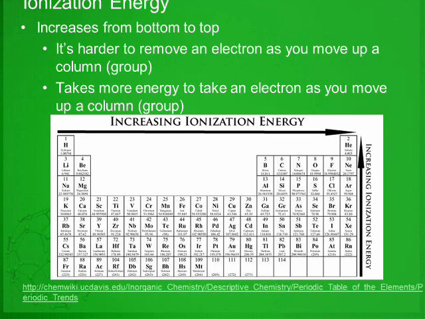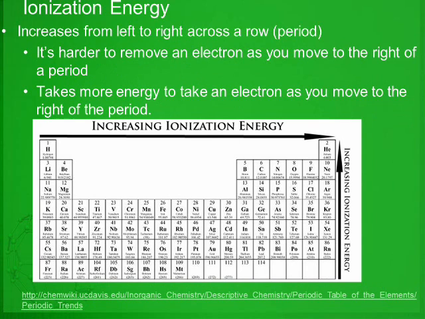Ionization energy will increase from top to bottom. It's harder to remove an electron as you move up a column. It takes more energy to take an electron as you move up a column, basically. And that goes with the shielding. There's a lot more shielding here than here. So those electrons are much closer here with neon to the positive nucleus than they are with cesium. Cesium is much farther away. So it's going to take a lot more energy because those are closer to the nucleus as we go up the ladder.